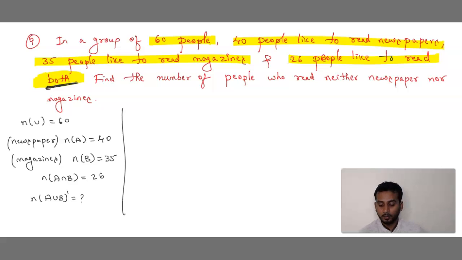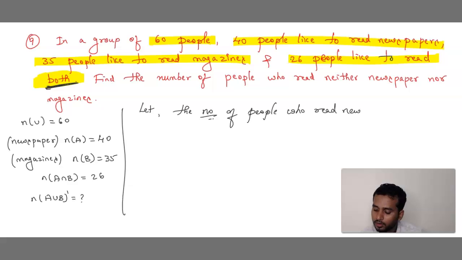If they ask how many of them read, it means A union B. Neither read means they don't read, means opposite. Whenever you get opposite, that is nothing but transpose. We have to find transpose. Okay. So first you can write some statements. Let the number of people who read newspaper be n of A, correct? That is equal to 40.